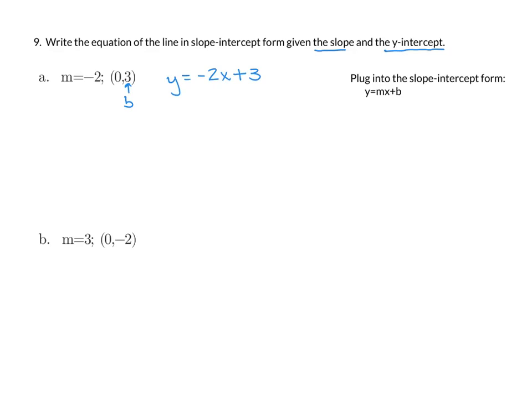Okay, problem B, let's try it again just to see how easy it is. We plug in 3 for our slope, or m, and we plug in negative 2 for our b, so we get y equals 3x minus 2. All right, so that's given a slope and a y-intercept. Now the next problem, what happens if it's not a y-intercept?